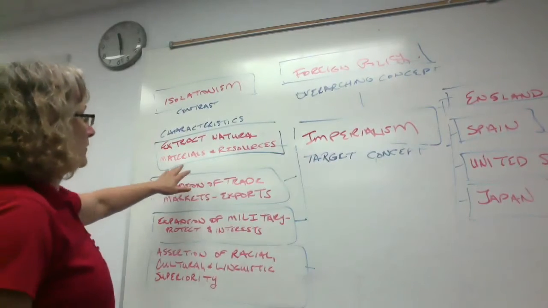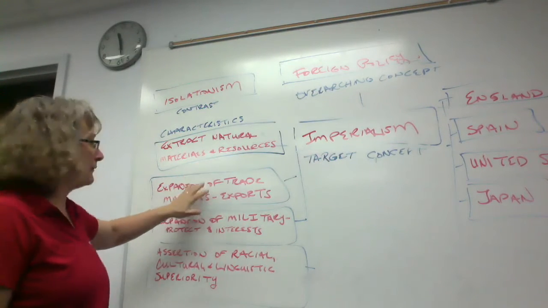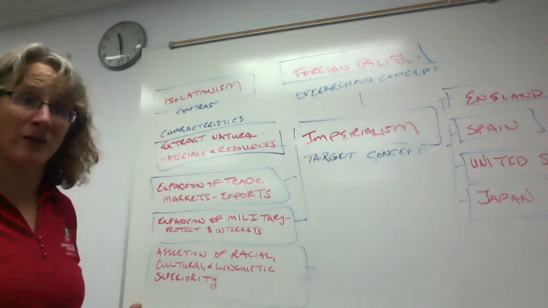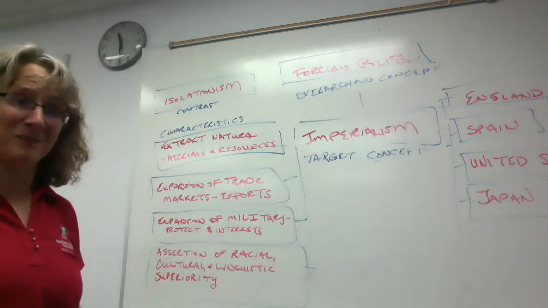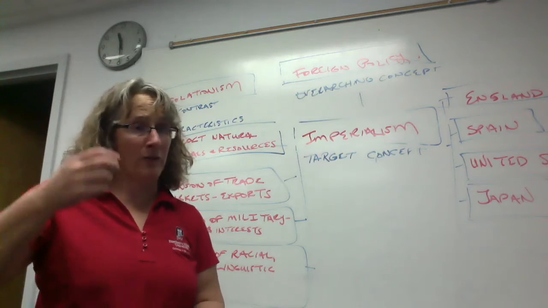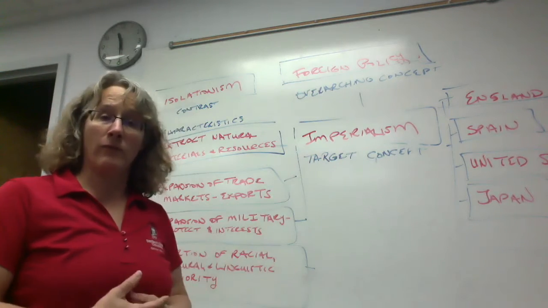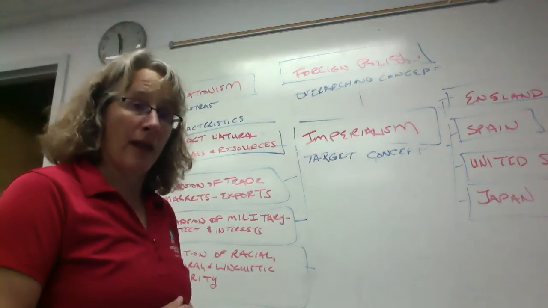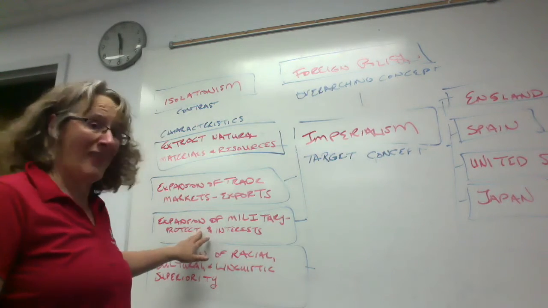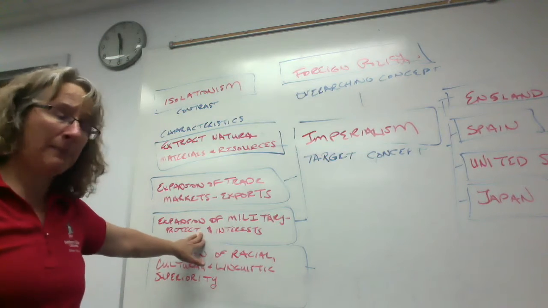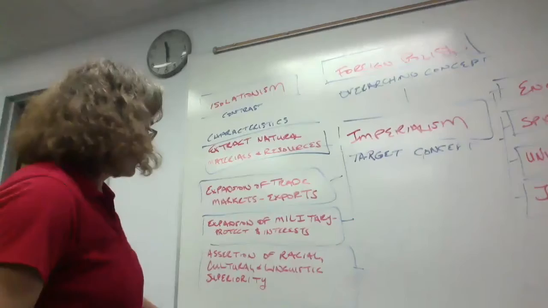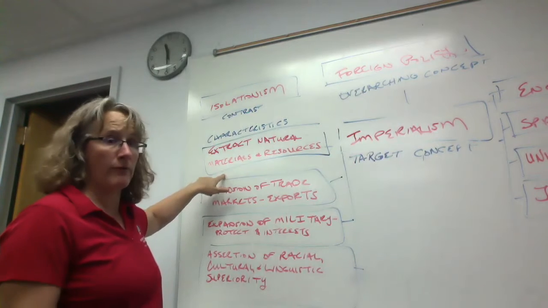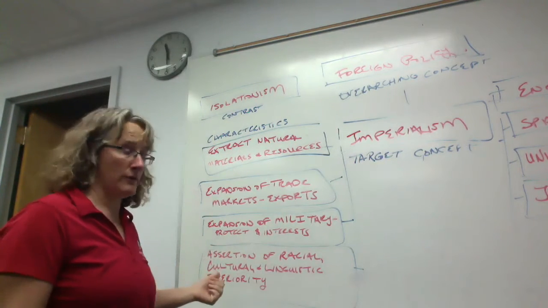And then we have different characteristics: to extract natural materials and resources, expansion of trade markets and exports, the expansion of the military to protect the financial and fiscal interests that they were trying to pursue. So people just didn't give themselves away. When we think about the slave trade, actually not the U.S., that started with Portugal, Spain, and other European countries, and was then continued in the United States. That was all financial, exploiting people for economic interests. People were considered materials and resources that were then able to be extracted from Africa and brought over to the New World and put to service.